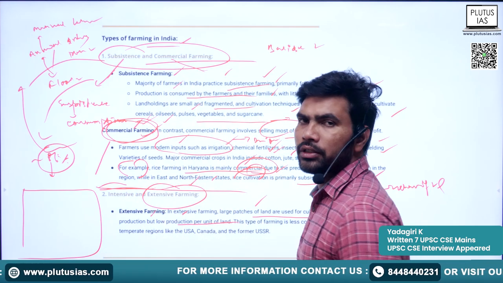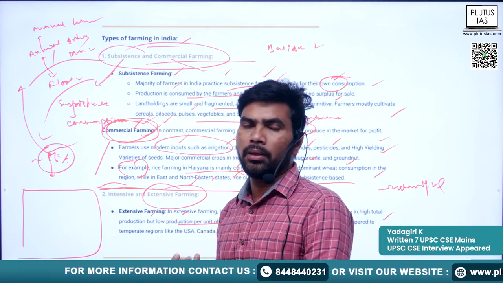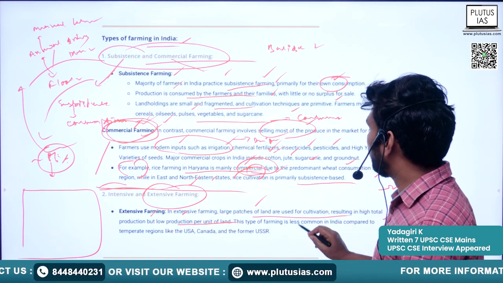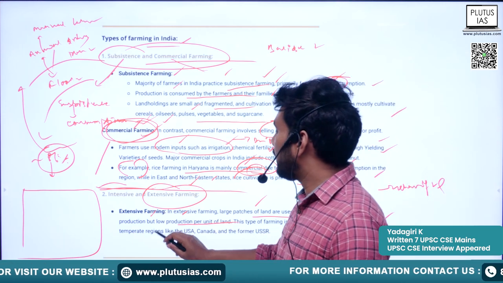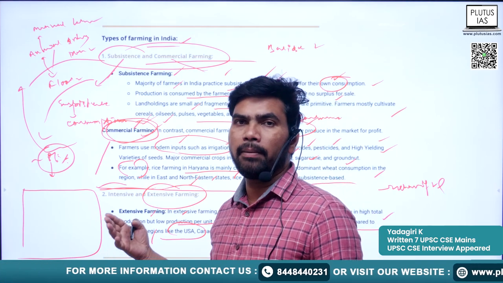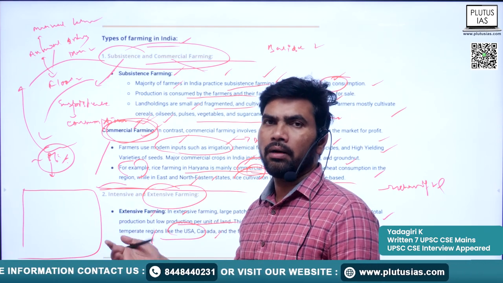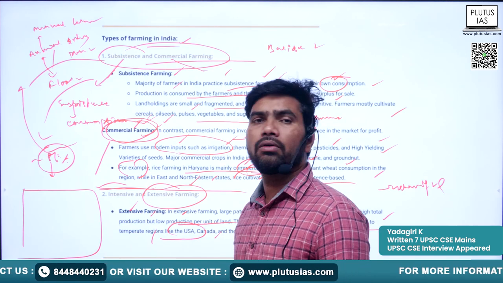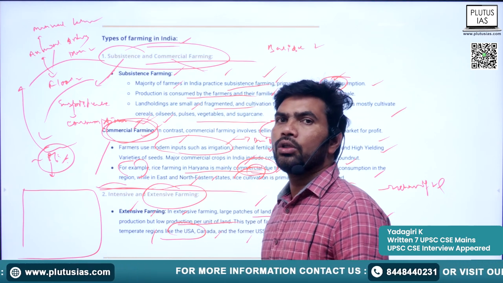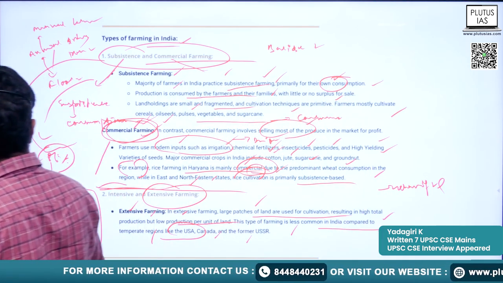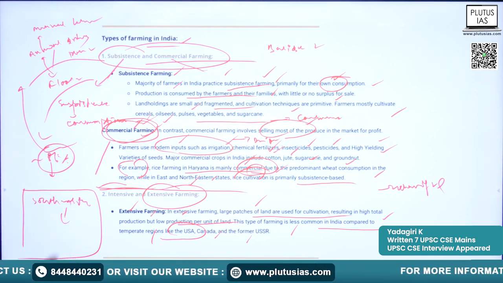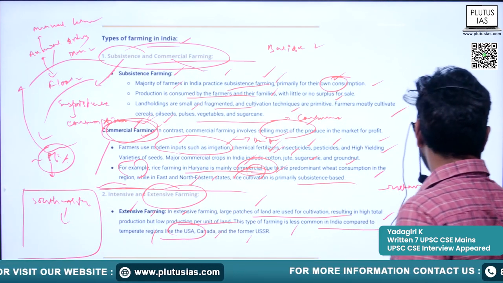The total production is high here, but the productivity, the production per hectare, is lower. This type of farming is less common in India compared to temperate regions like the USA, Canada, and the former USSR, the Siberian plains, regions like Ukraine, Russia, etc. Extensive farming is practiced in countries including the United States and Australia also. In countries like India and the majority of the countries in South Asia, we see intensive farming. That we will see in the next slide.